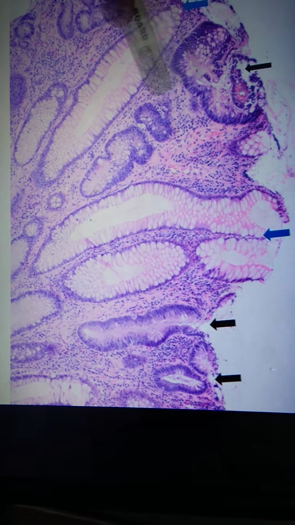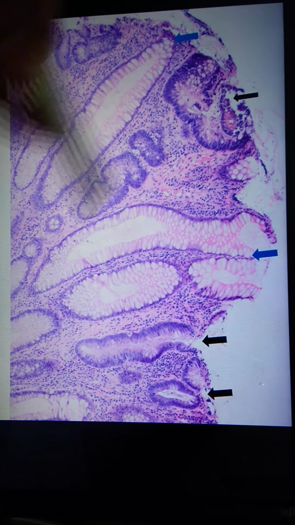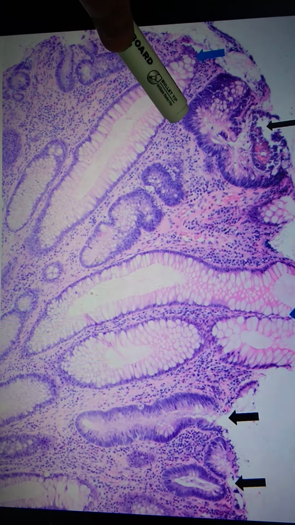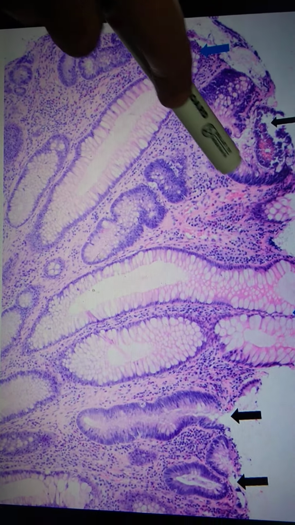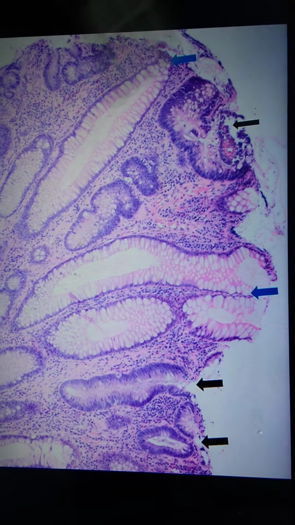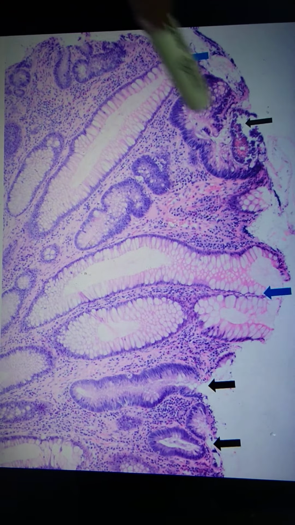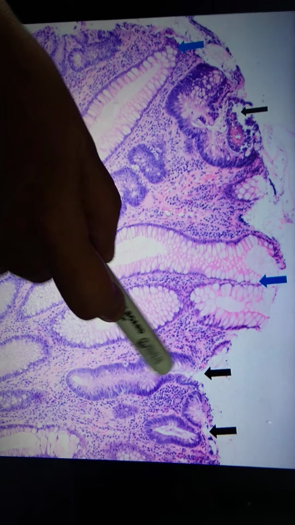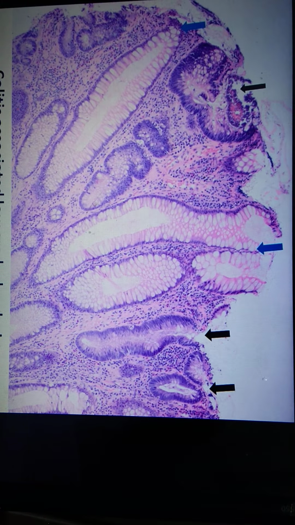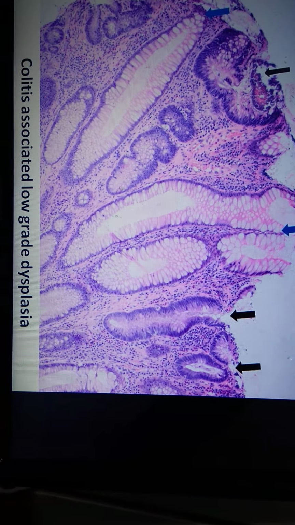Look here. The first thing that strikes you is these crypts are, of course, architecturally distorted. They look very mucodepleted. They have nuclei which are definitely enlarged, elongated, pencil shaped, but the surface or the luminal aspect is still free. Whatever busyness is happening, whatever abnormality is happening, is all restricted to the basal area. So these are all dysplastic crypts, which by definition will only go up to a low grade dysplasia. So this is how a colitis associated low grade dysplasia looks, whether it's a flat lesion or an elevated lesion.